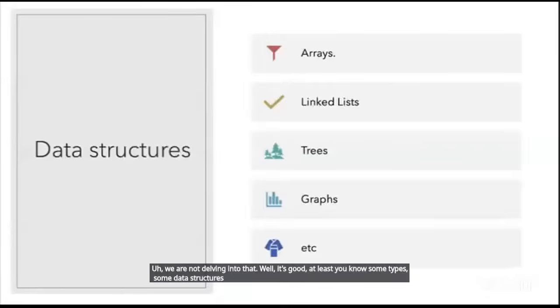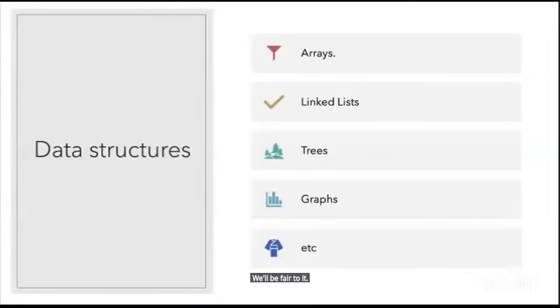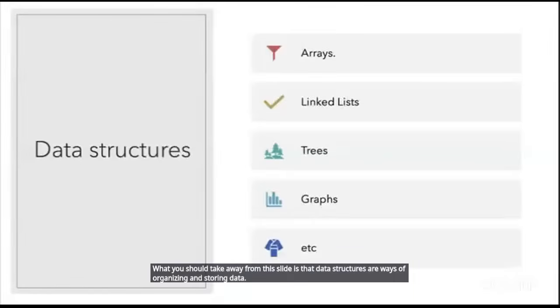What are arrays? What are linked lists? What are trees? What are graphs? These are food that computer science students will be fed with from 200 level: what they are, how they operate, etc. But at this stage, 100 level for everybody, what you should take away from this slide is that data structures are ways of organizing and storing data inside the computer memory.